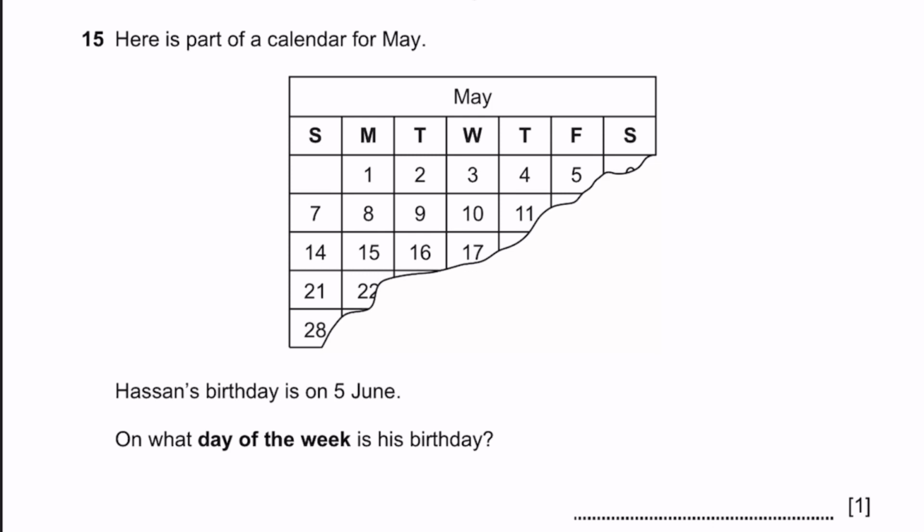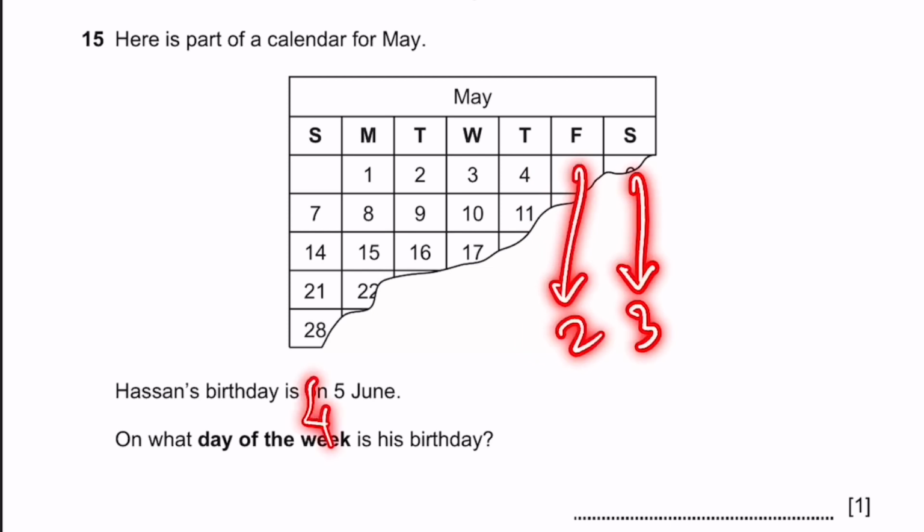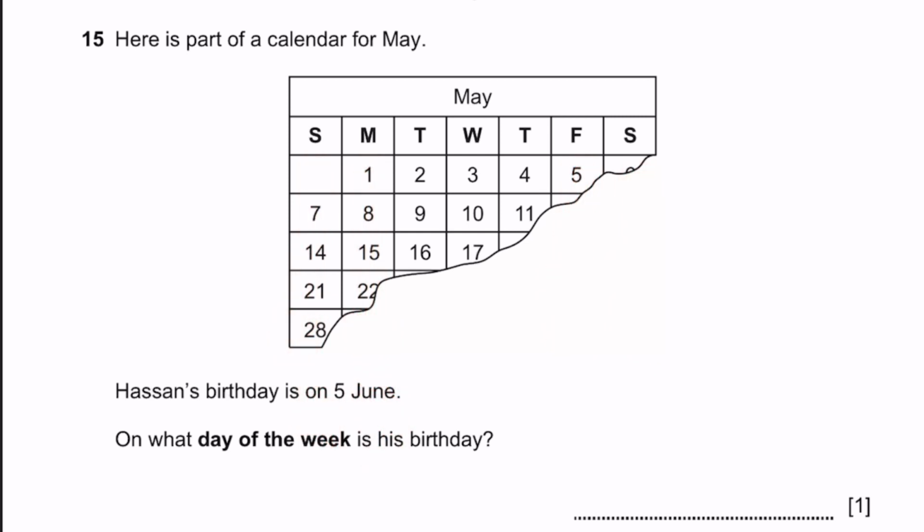Question 15. Here's part of a calendar for May. Hassan's birthday is on 5th June. On what day of the week is his birthday? So this is Sunday, and Sunday is 28th May. That means Monday is 29th, Tuesday is 30th. 31st is Wednesday. That means 1st of June is Thursday. 2nd is Friday. 3rd is Saturday. 4th is Sunday. 5th is Monday. So 5th June is Monday.